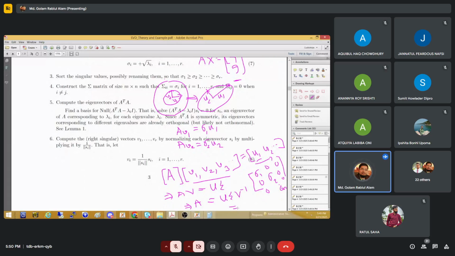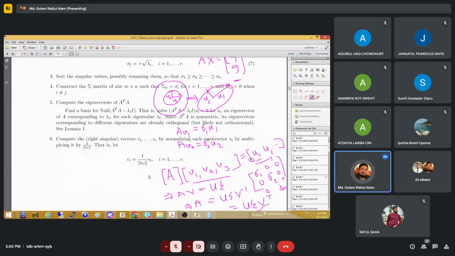Because of the properties of the orthogonal matrix, we can write it as U, sigma, and V transpose. That means this matrix A we can decompose into three matrices: U, then sigma, and then V transpose. U and V are orthogonal and unitary, and sigma holds the diagonal singular values. So this is the derivation that A can be expressed using U, sigma, and V. That is our SVD.